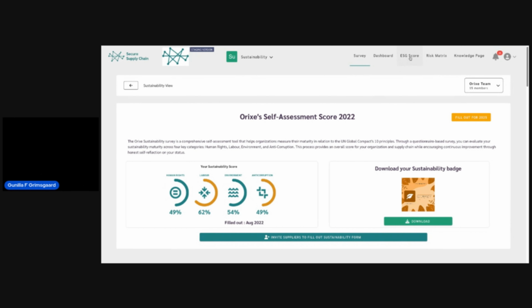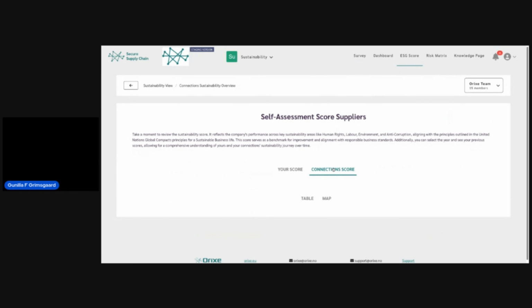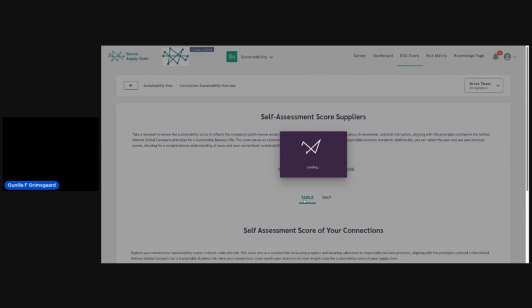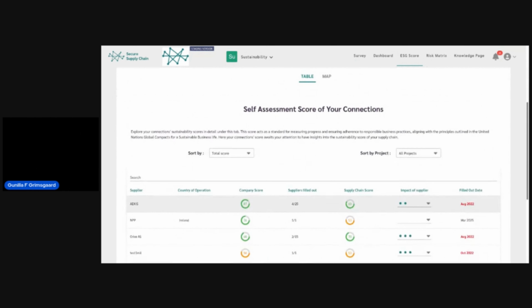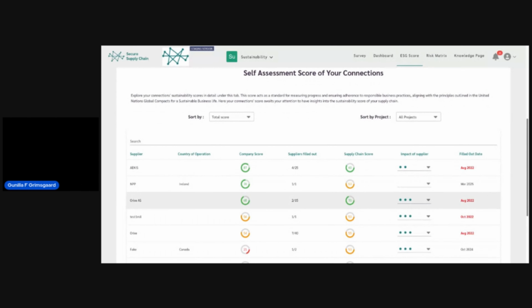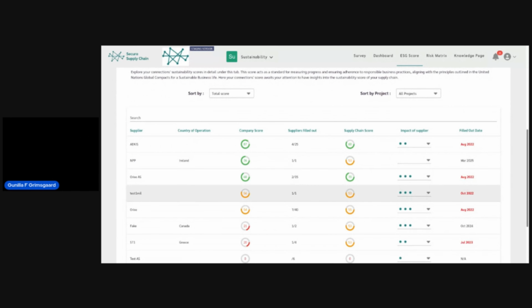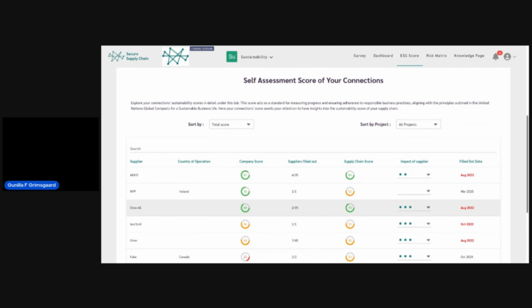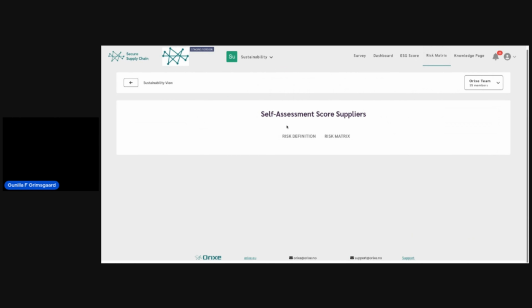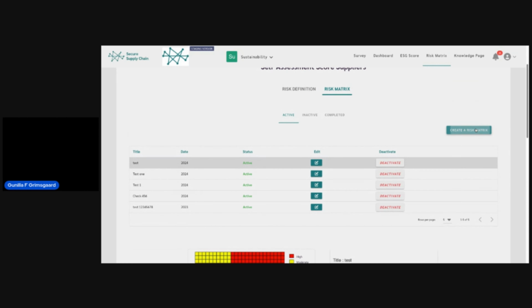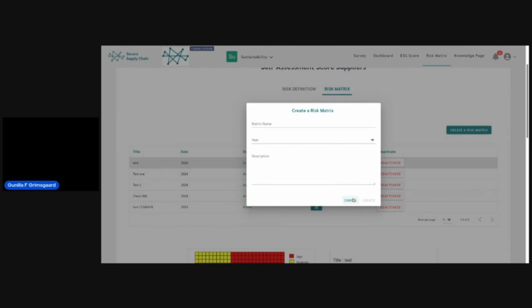Okay. So now we have a good overview of our connection score. We know our score, we know our connection scores. So now we're getting closer to understand where the ESG risks in our supply chain are. So let's follow up on that. Once we have that, we can actually create a risk matrix. So here we can create a risk matrix.